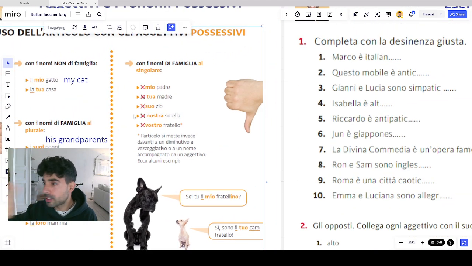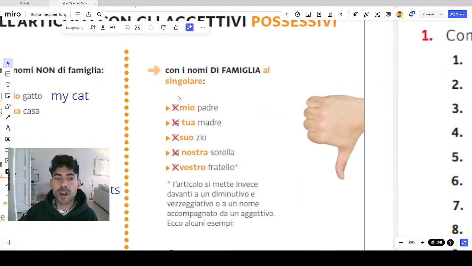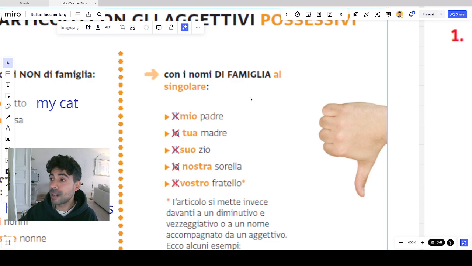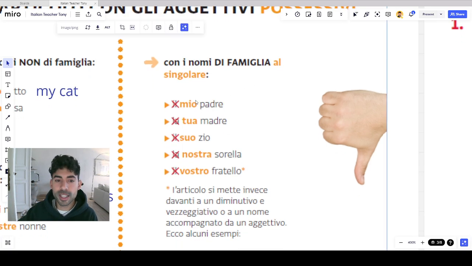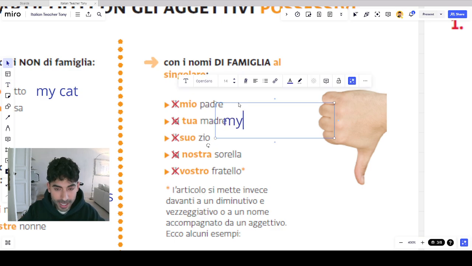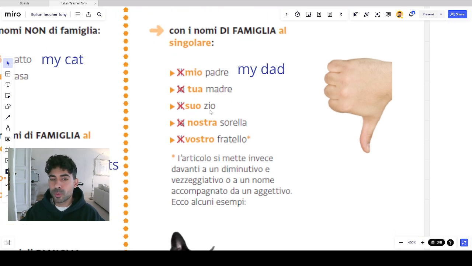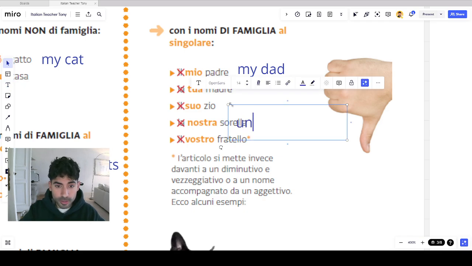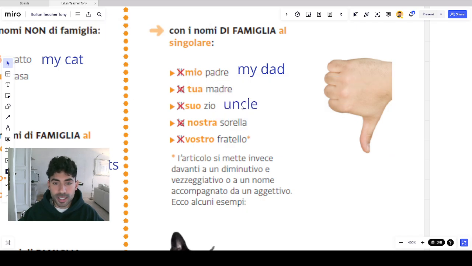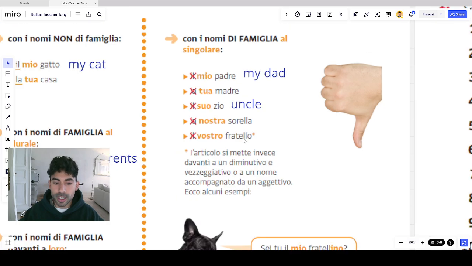You do not put the article when we are talking about names of family members in the singular form. For example, my dad. It's going to be similar to English. You don't say il mio padre. You just say mio padre. Your mom, tua mamma. You don't say la tua mamma. And the same applies with zio, which is uncle, or with sorella, which is sister, fratello, which is brother.